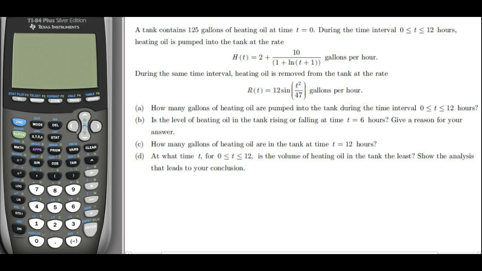So before we look at the parts of the question, let's make sure we understand what's happening. We have this tank that starts out with, at time 0, 125 gallons of heating oil. And between 0 and 12 hours, oil is pumping into the tank at this rate here in gallons per hour. But during the same time interval, heating oil is also being removed from the tank at this rate of 12 sine of t squared over 47 gallons per hour.